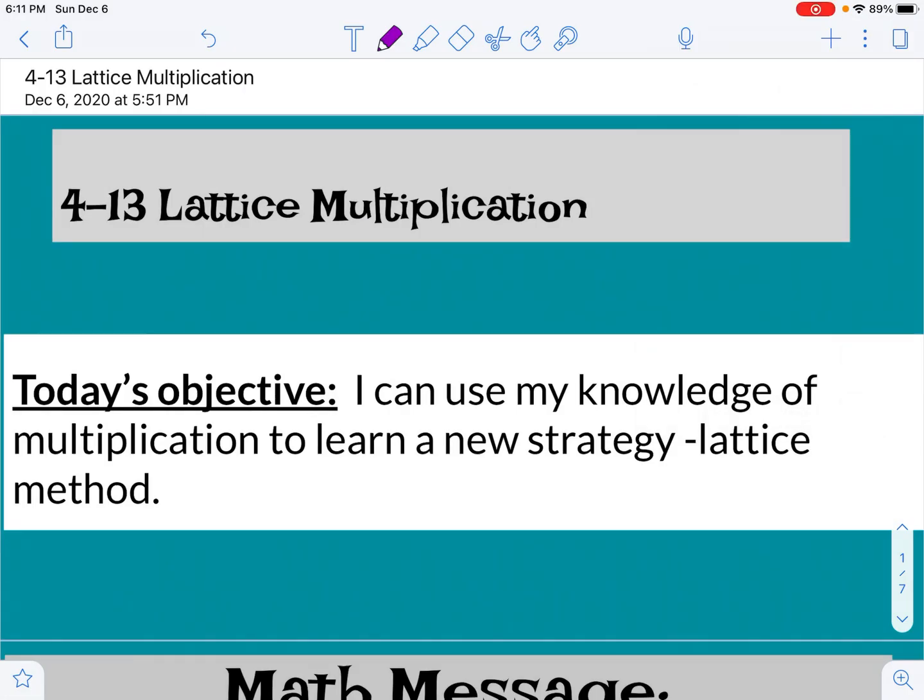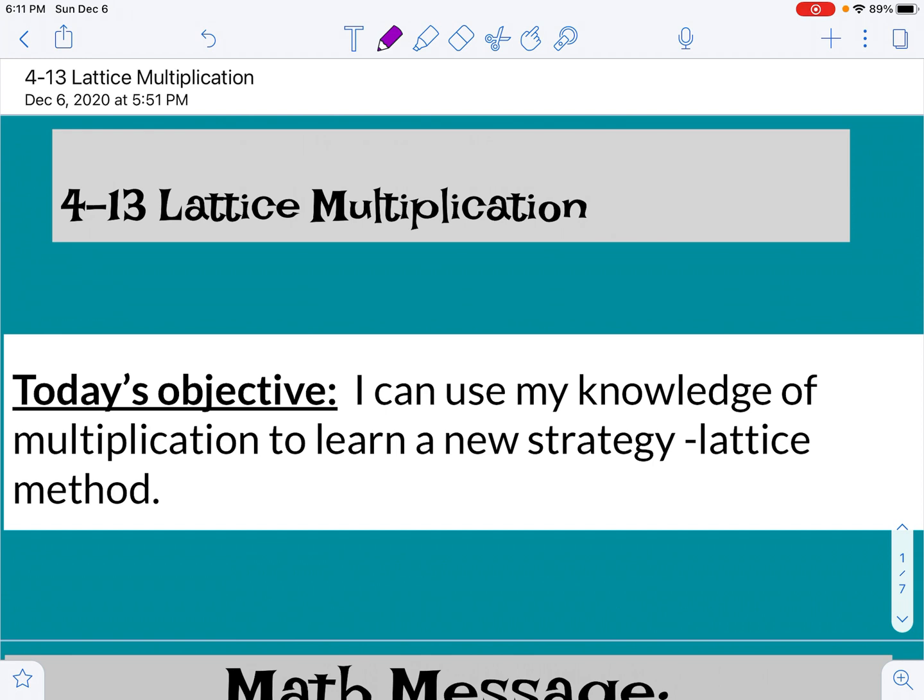Hey mathematicians, you have been working so hard on some different multiplication strategies, and maybe you found one you really like so far, or maybe you haven't and you're feeling a bit frustrated. Today I'm going to teach you a different strategy, another method for doing multi-digit multiplication. It's called the lattice method.